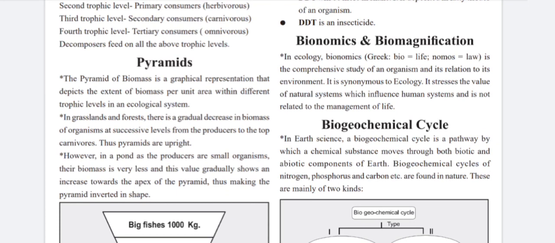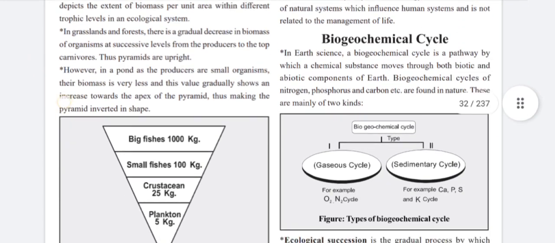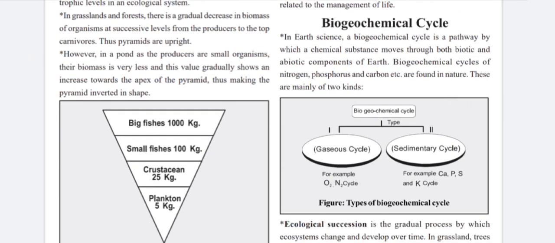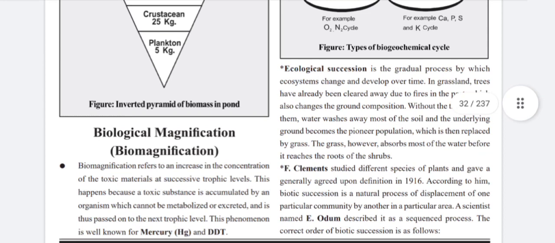are found in nature. These are mainly of two kinds. Types of biogeochemical cycle: gaseous cycle, sedimentary cycle. First is gaseous cycle, for example O2 and N2 cycle. Second is sedimentary cycle, for example calcium, phosphorus, sulfur and potassium cycle.